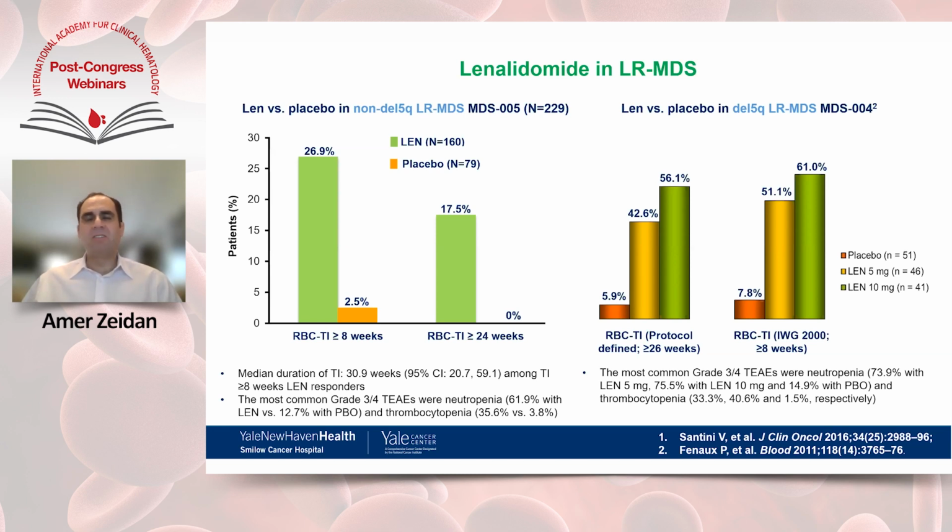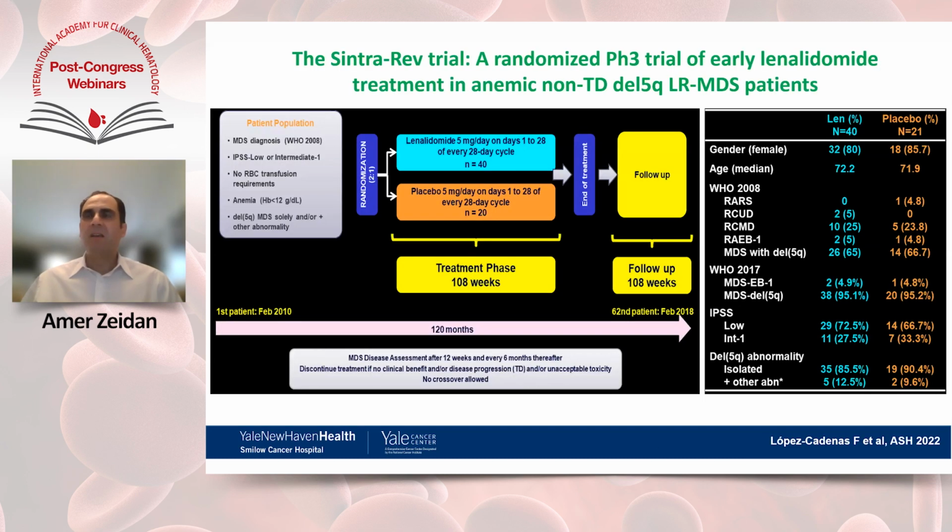However, the median duration is much shorter. In deletion 5q, it's more than 2 years. In non-deletion 5q, it's only around 30 weeks. However, I think there are many patients who are symptomatic from anemia, but they are not needing transfusion regularly. Their hemoglobins are like, let's say, 10 or 11. And there has always been a question whether to treat these patients.